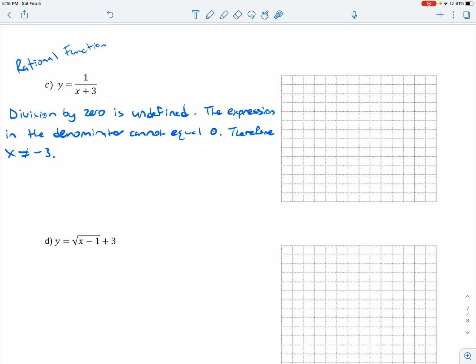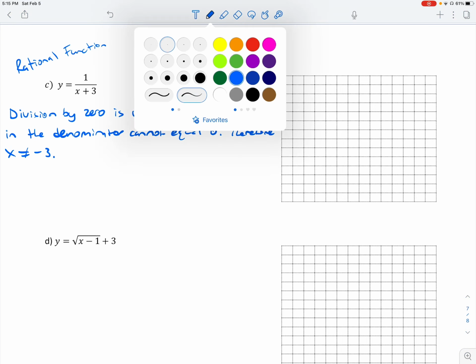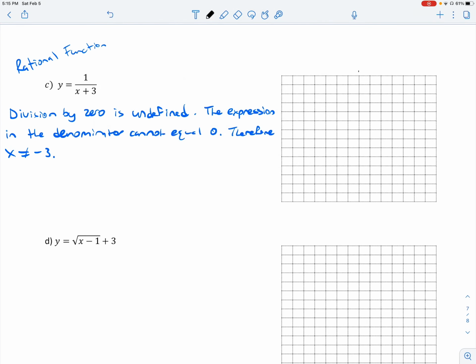Okay, why did I say negative 3? Well, if you plug negative 3 in for x, you're going to have negative 3 plus 3. Well, that gives you 0. And that would be like trying to do 1 divided by 0. It is undefined. It is not allowed. So the fact that x can't be negative 3, that's a restriction. Okay, that tells me that on my graph, I'm going to start to draw this.